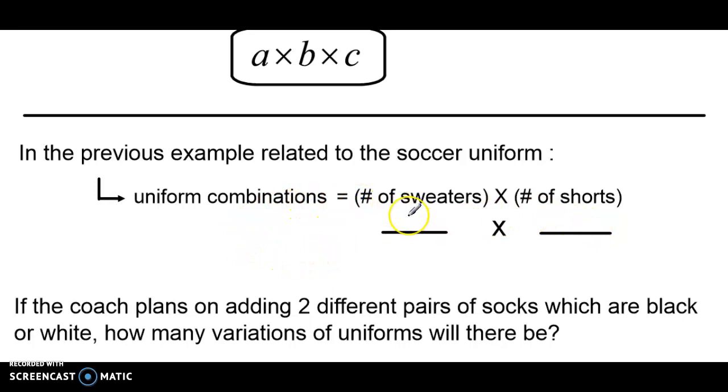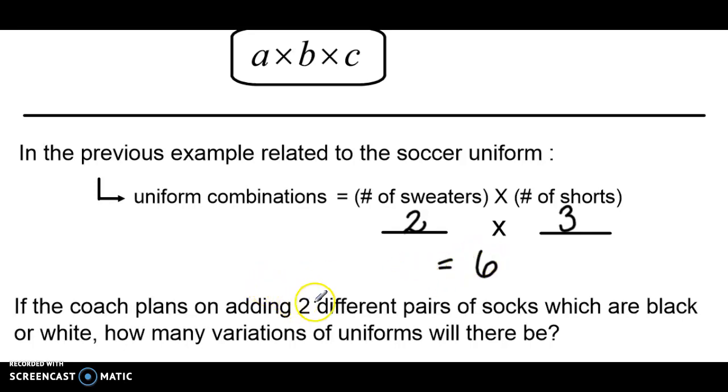There were 2 choices of sweaters, and there were 3 choices of shorts, and when we multiply that together, we can see from the fundamental counting principle there are 6 different outcomes.